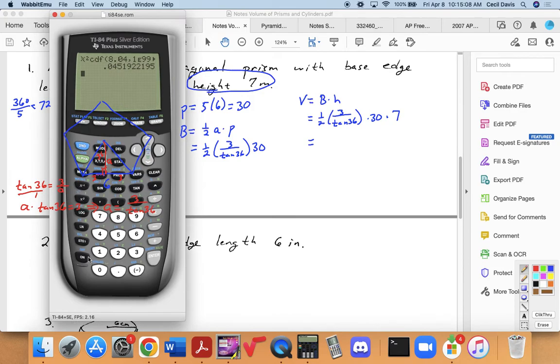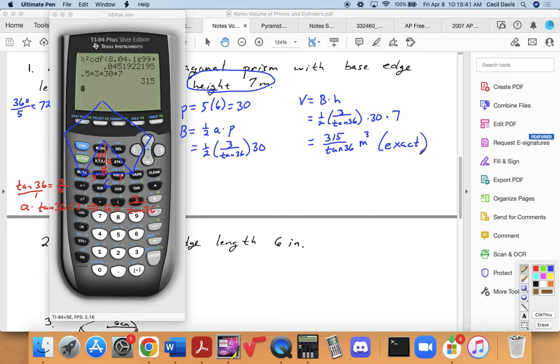So 1/2 times 3 times 30 times 7 is 315. So the exact answer is that this is 315 divided by the tangent of 36. That's the exact answer. And since the units were meters, this would be cubic meters.